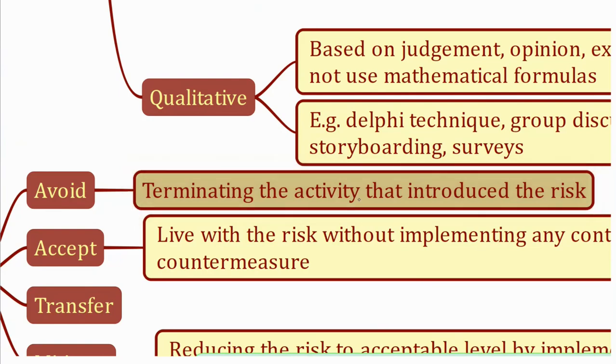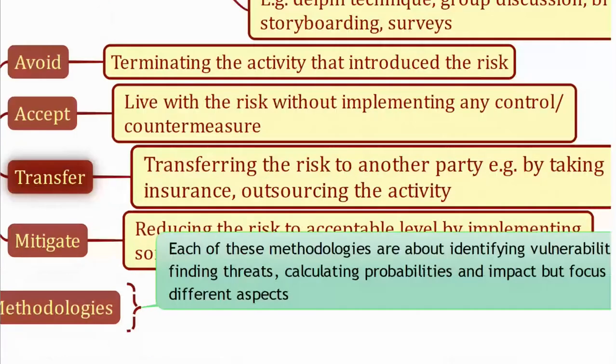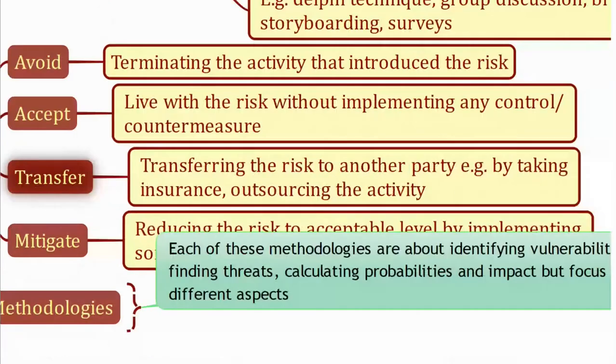Okay. The next one, the last option, is to transfer the risk. What do we mean by transfer the risk? Transfer the risk means transferring the risk to another party, for example, by taking insurance or outsourcing the activity. Now, a typical example of transferring the risk is taking insurance, like taking your car insurance, which means that if that damage were to happen, then the damage will be borne by the insurance company, not directly by you. Okay, that is an example of taking insurance.